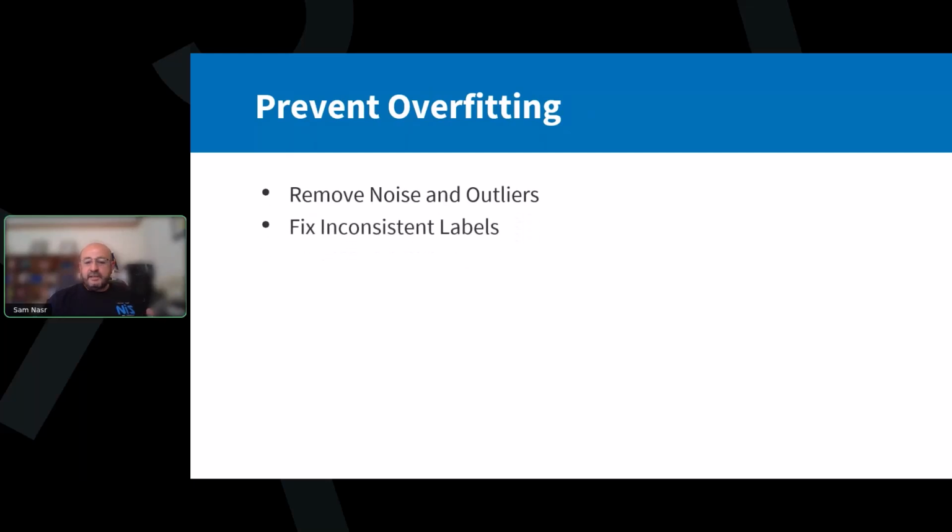We also want to fix any inconsistent labels. So in the world of machine learning, you have 2 types of parameters, the input and the output. The input is called a feature. The output is called the label. So we want to be able to have consistent labels, and anything that's inconsistent, we certainly want to fix it before we start our machine learning process.